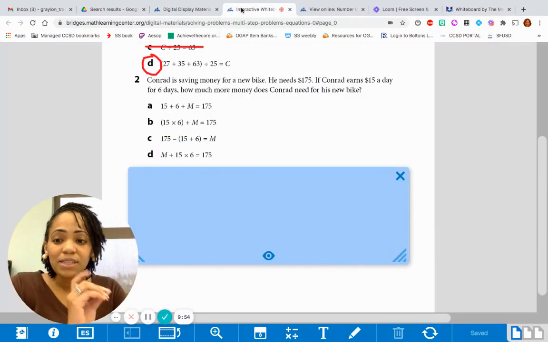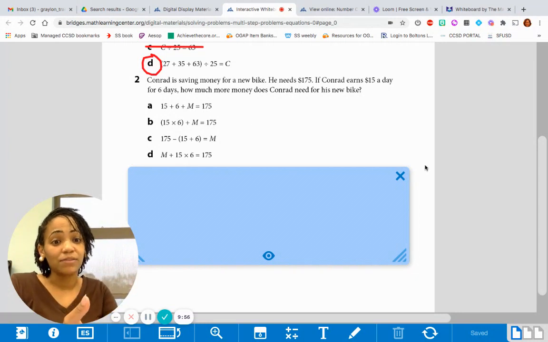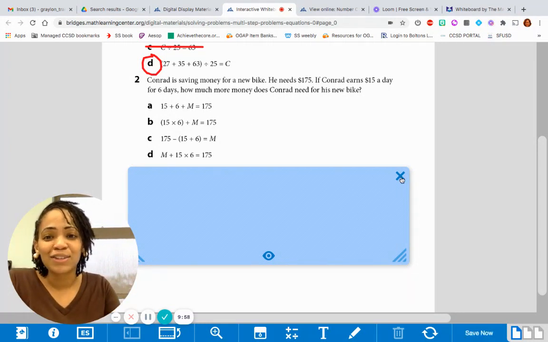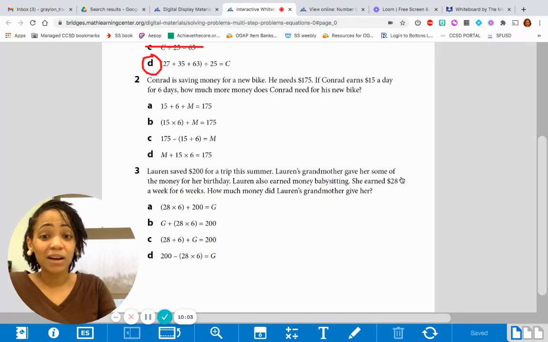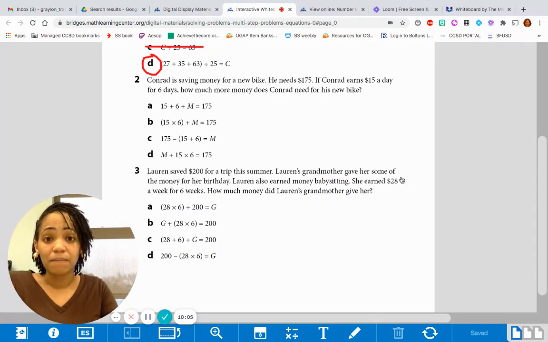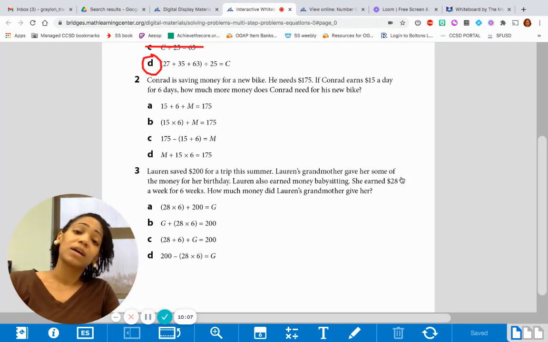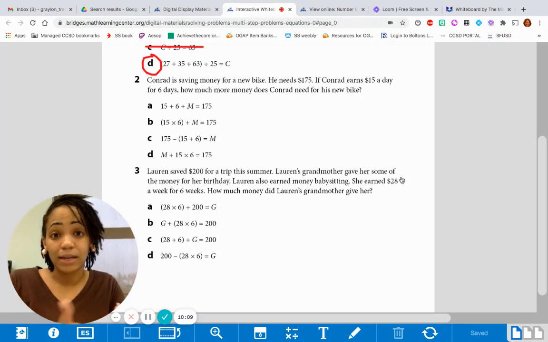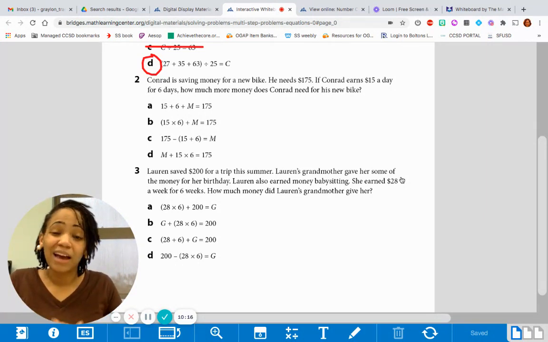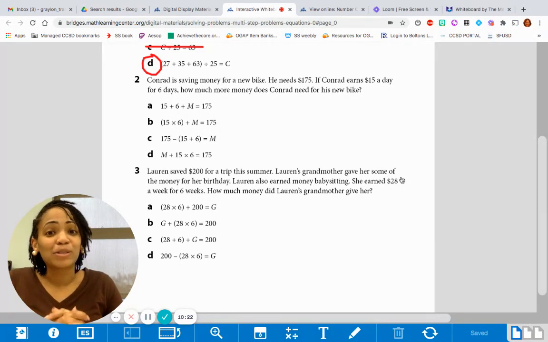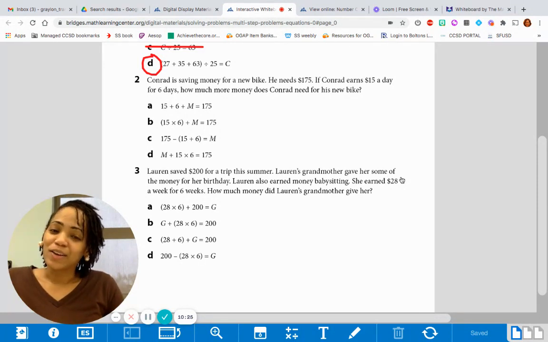So your job today, independently of course, is to answer number 2 and number 3. And number 3, I'm not going to read to you. Okay? We will come back together tomorrow, or not tomorrow, maybe another day, and talk about the problems that you've solved and how you solved them, how you thought about it. So make sure you're working to get them done because you are responsible for your learning.